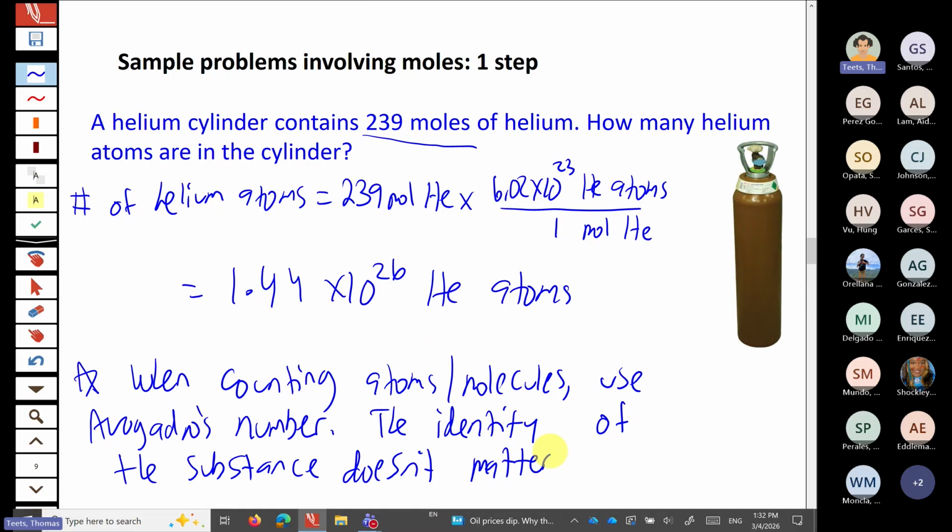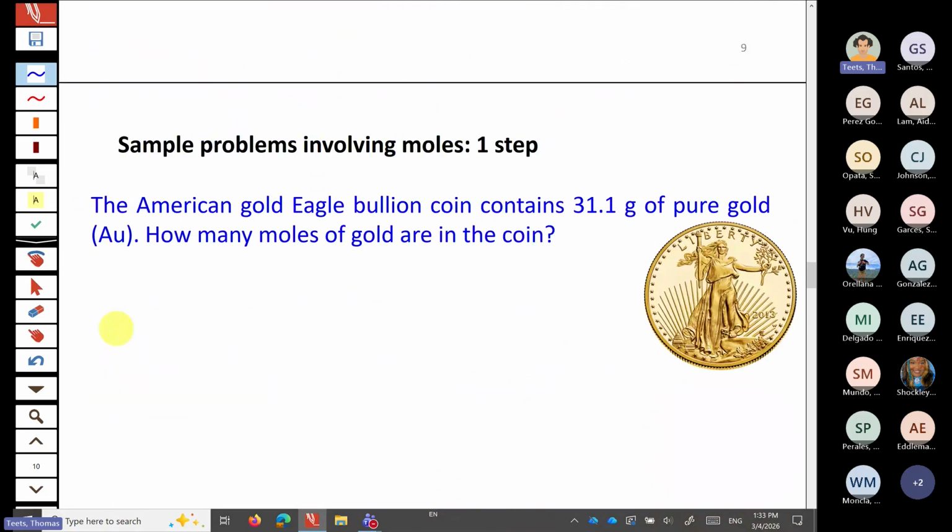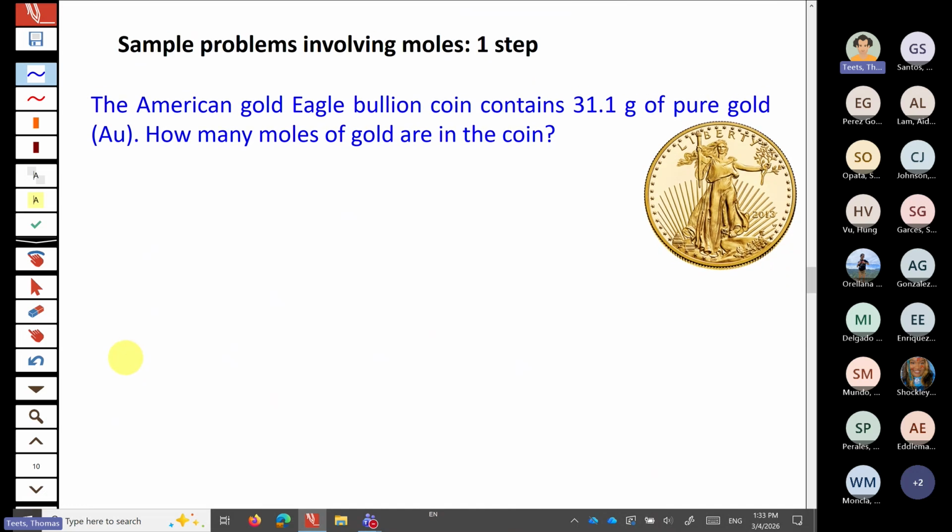Now, in other situations, though, the identity of the substance is important, and that's going to come into play when we're using the mass to mole relationship like we would here. Because if you're relating grams to moles, each element is going to have its own atomic mass that you would have to consider, which tells you how many grams of that element are in 1 mole. And that's different for every element on the periodic table. So in that case, you do have to know what it is, and you have to use the correct number.